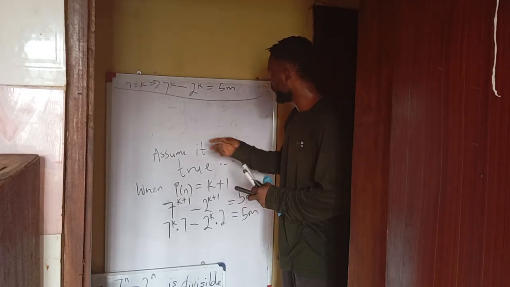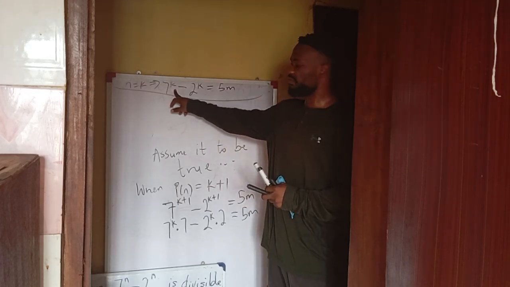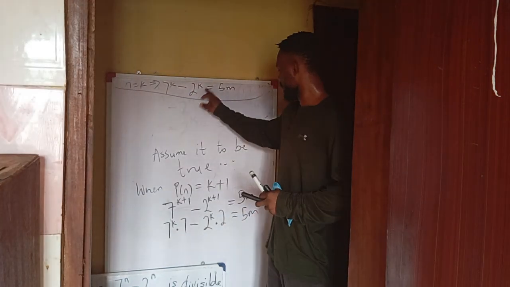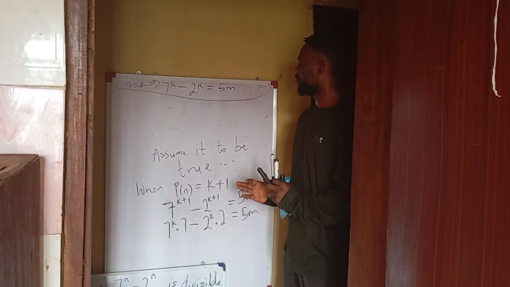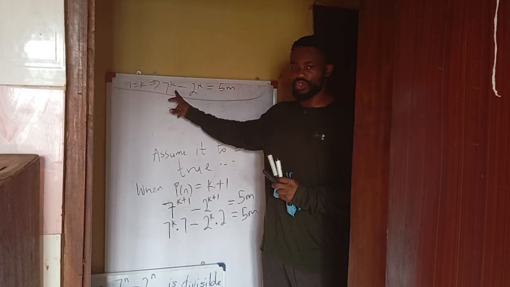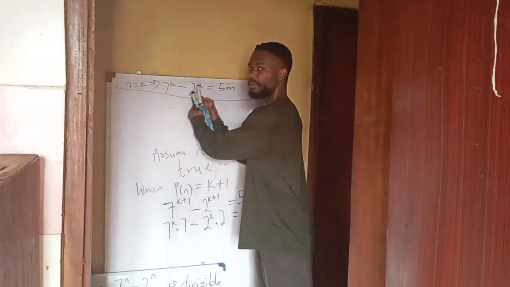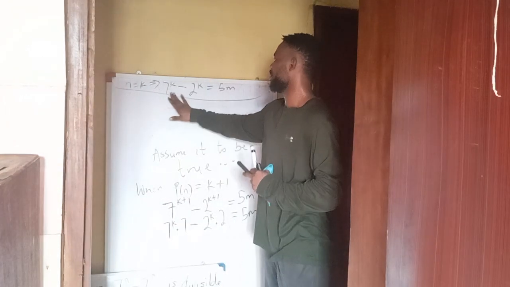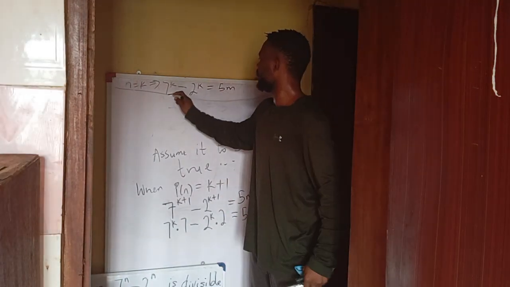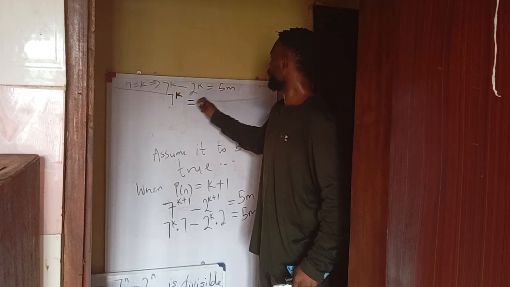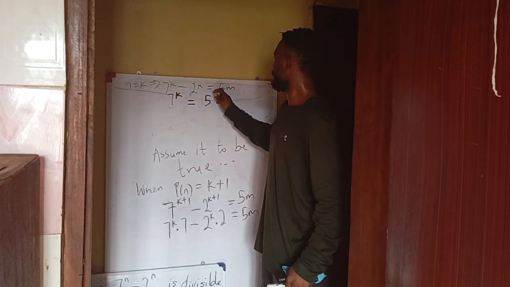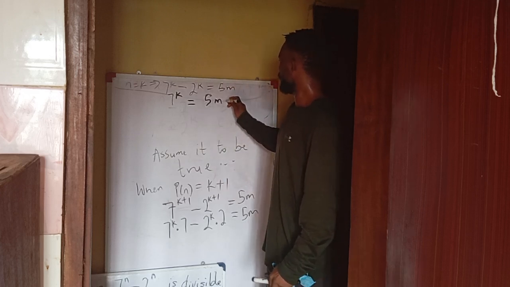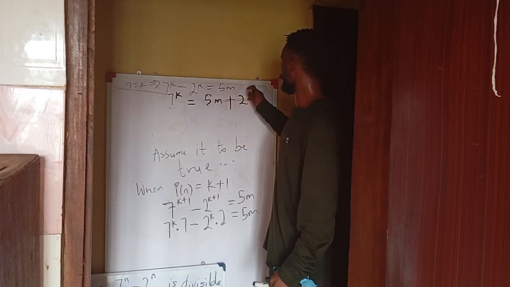if I look right here, this 7^k, this thing that I have here, is also found here, and what I have here is also found here. So I can choose to go back to this equation, make this subject of the formula, or make this one subject of the formula for when P of n equals to k. So I will simply say 7^k is equal to 5m plus 2^k.